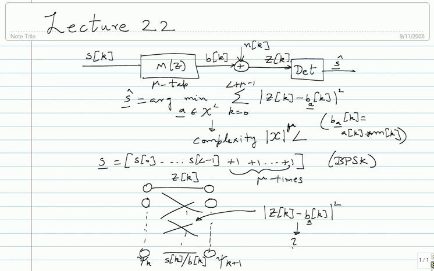Now suppose you take one branch in this stage. You have a state I. You go to state J on a branch. Associated with that branch is a certain input. Let me not put SK here. I have an input and a certain output. So this is one branch in a stage.